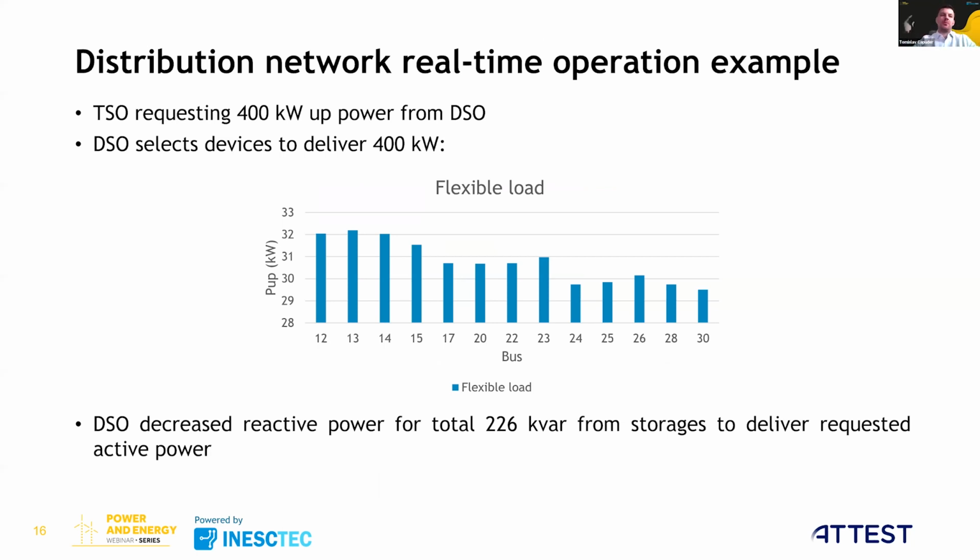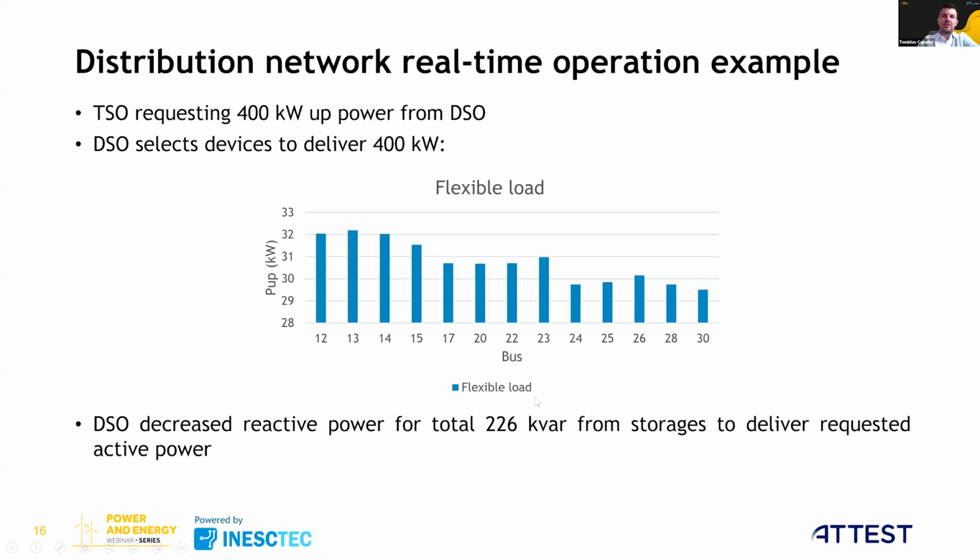For example, we get a request from the TSO level requesting 400 kilowatts of up power from the TSO. We run that model predictive control ACOPF, and the DSO selects nodes, or actually flexibility providers. In this case, the selection came from all flexible loads on how much each device needs to provide this up power to sum up to 400 kilowatts.